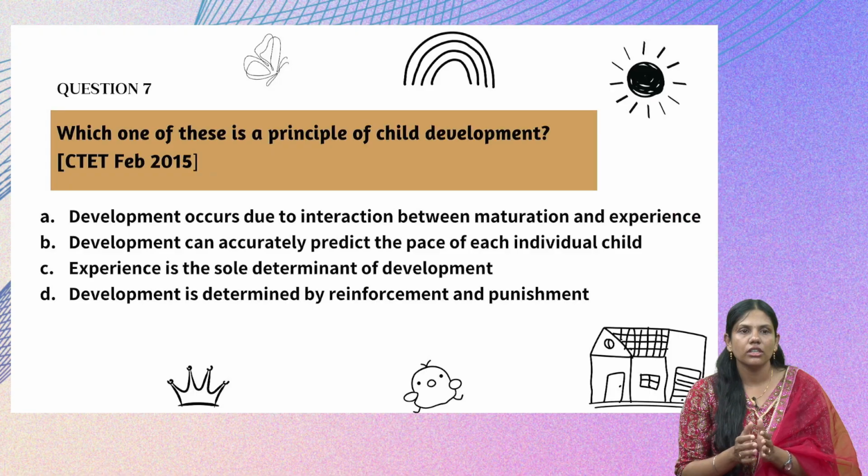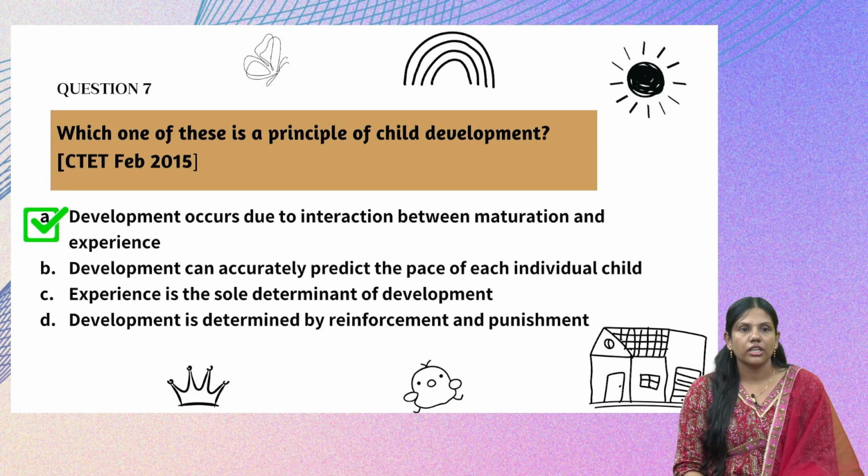The next question: which one of these is a principle of child development? The development occurs due to interaction between maturation and experience. Development can accurately predict the pace of each individual child. Experience is the sole determinant of development. Development is determined by reinforcement and punishment. They are asking which is the principle of child development. If you see, options B, C and D are incorrect, and the only correct option is development occurs due to interaction between maturation and experience.